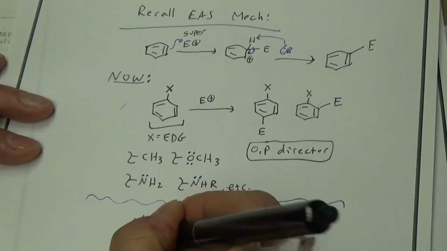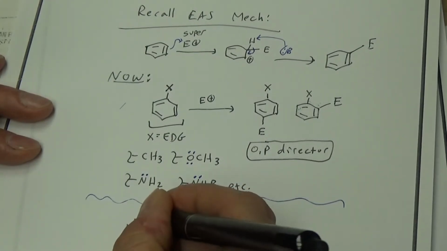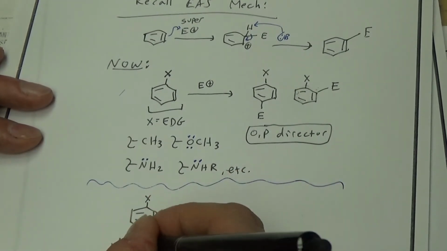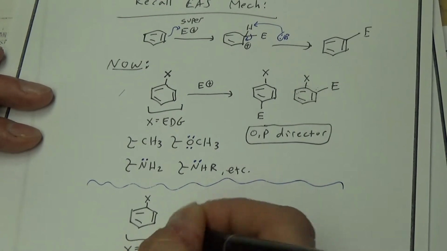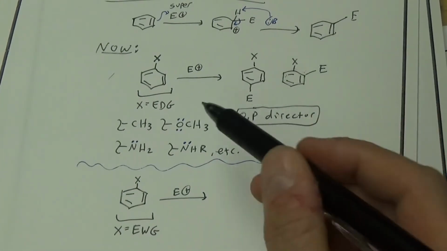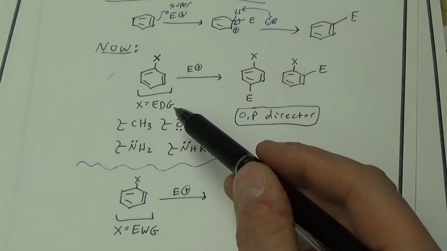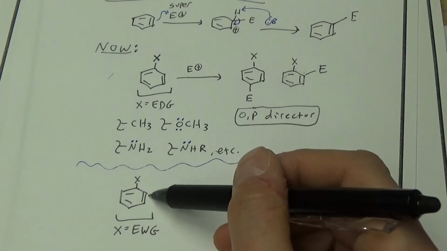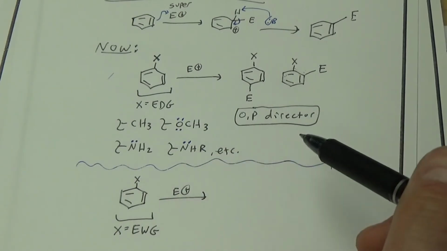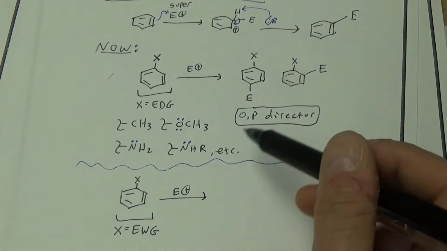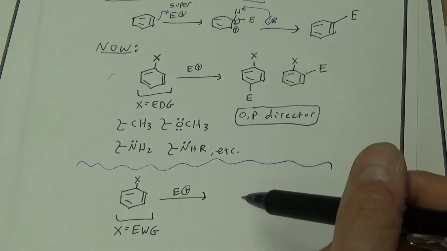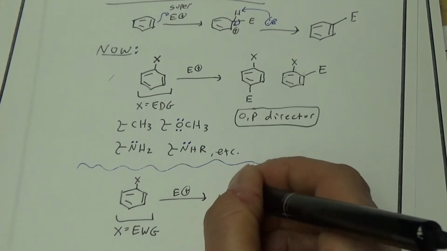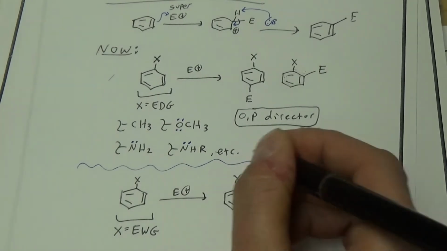Okay? Alright, so what do you think happens when we do the same exact thing but X is an electron withdrawing group? EWG, electron withdrawing group. So donating groups kind of donate electrons into the ring from the X group inward. A withdrawing group is kind of pulling electrons away from the benzene onto the X group. It's an electron withdrawing group. So if these are ortho-para directors, what do you think this is going to be? Where do you think E is going to go now?